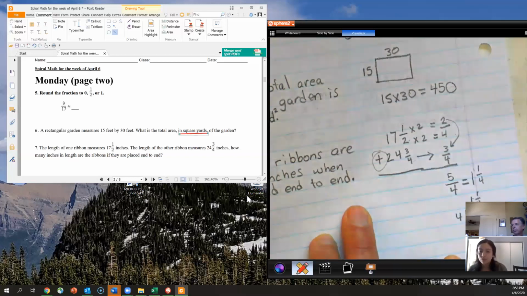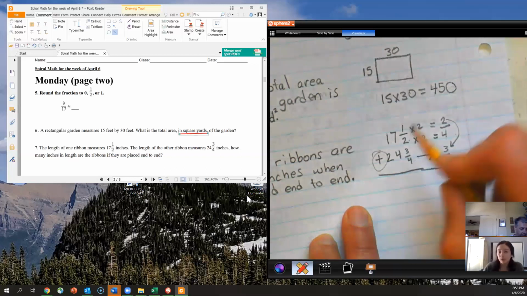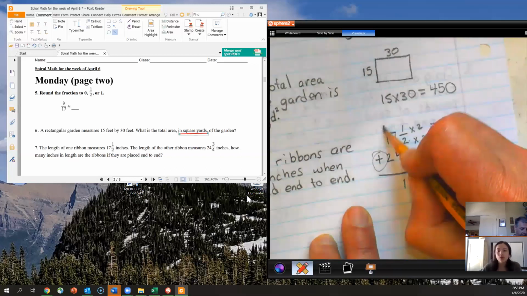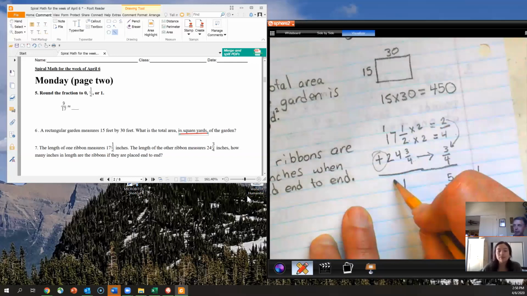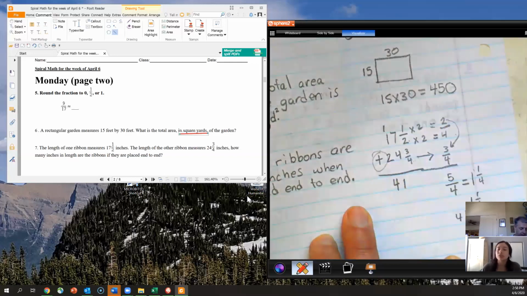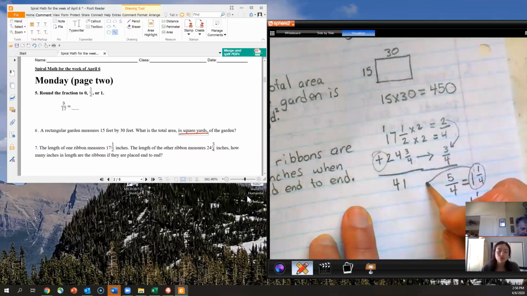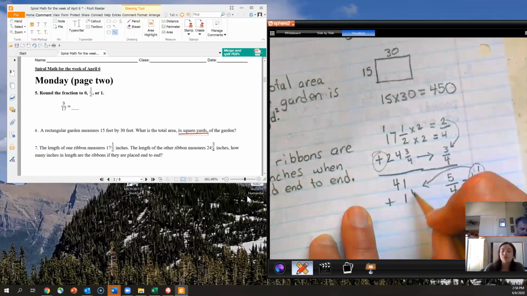Perfect. So then we go ahead and add our 17 and 24, which are our whole numbers. And 7 plus 4 is going to give us 11. And then 2 plus 1, and then the other one that we carried over is going to be 41. But boys and girls, don't forget to add your whole number 1 from our 1 1/4. So you guys should have gotten 42 1/4.